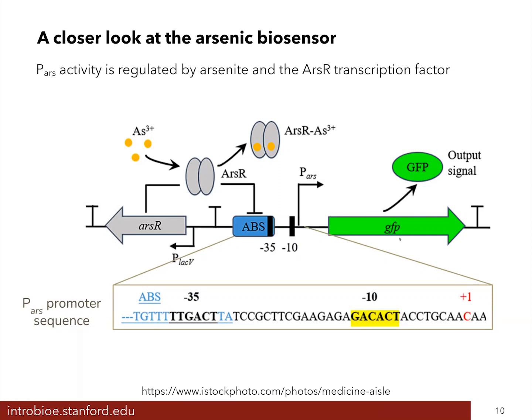Now, that is true, except when there's arsenic present in the cell. When arsenic is present, it actually binds to the protein and changes the protein's shape just a little bit. It gets in there enough to change the protein's ability to bind DNA. So when the arsenic is present in the system or in the cell, ARSR is not able to bind the DNA. Instead, it comes off of the DNA. And now this promoter is open for RNA polymerase to come in and bind the DNA and initiate the expression of GFP. So that is how this sensor works.